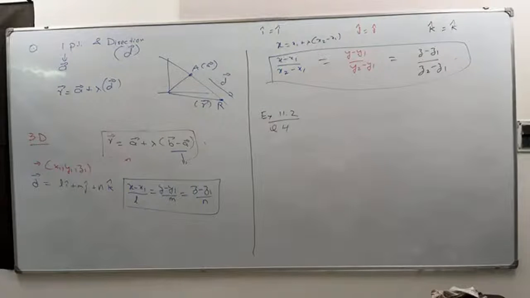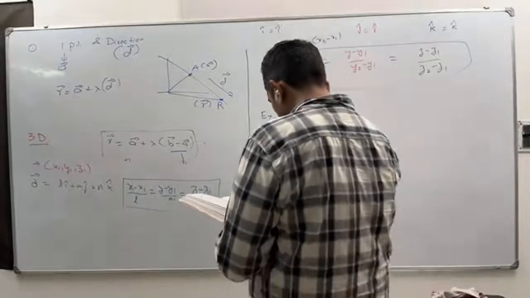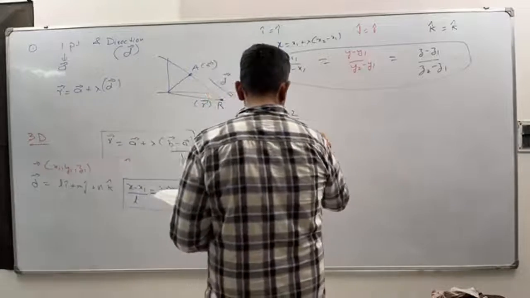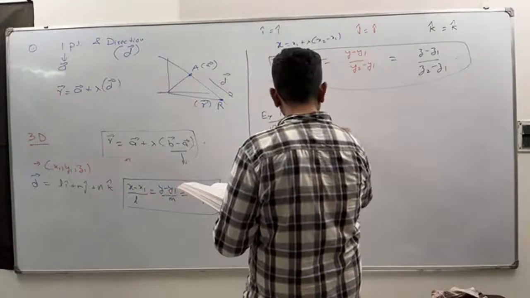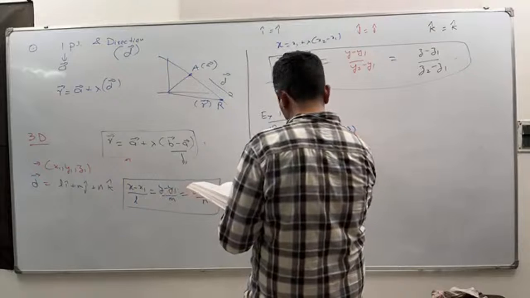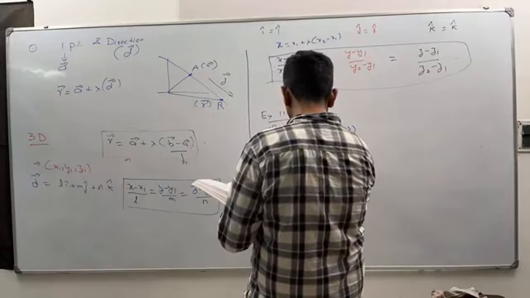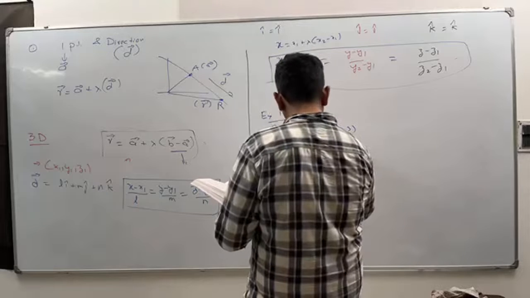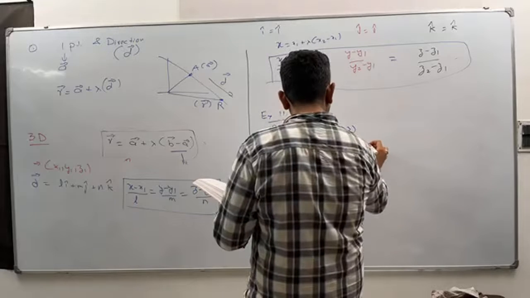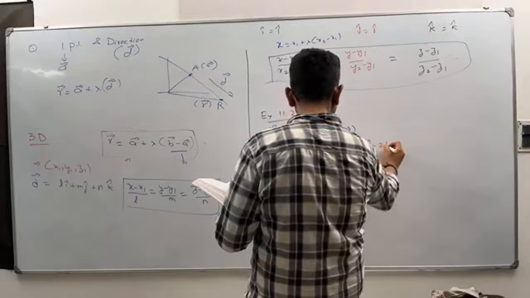In question number 4, we have to find the equation of a line which passes through the point (1, 2, 3) and is parallel to, that means the direction of the line is given as 3i cap plus 2j cap minus 2k cap.